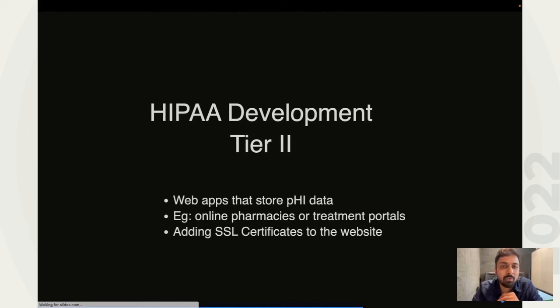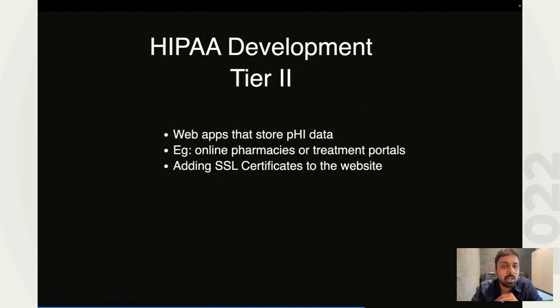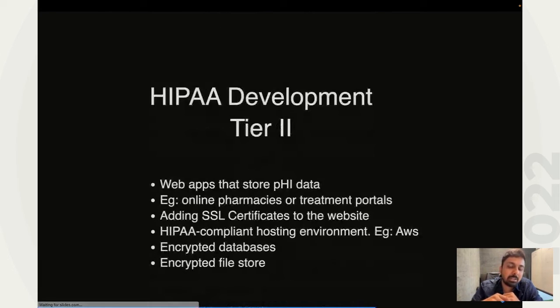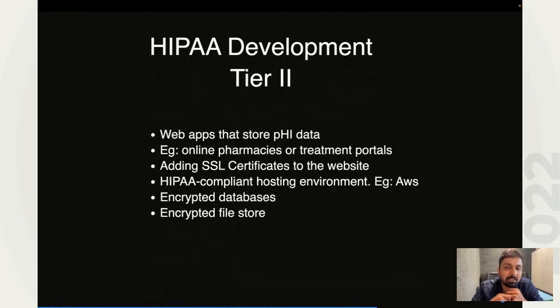Then there is a second type of web application: web apps that store data, for example online pharmacies or treatment portals, right? The first step is to put in the SSL certificate so that at least the data going over the network is secured. But there are additional steps we need to put in place. The first, and a very major one, is the hosting environment, like AWS, Google or Azure. This all has to be HIPAA compliant.